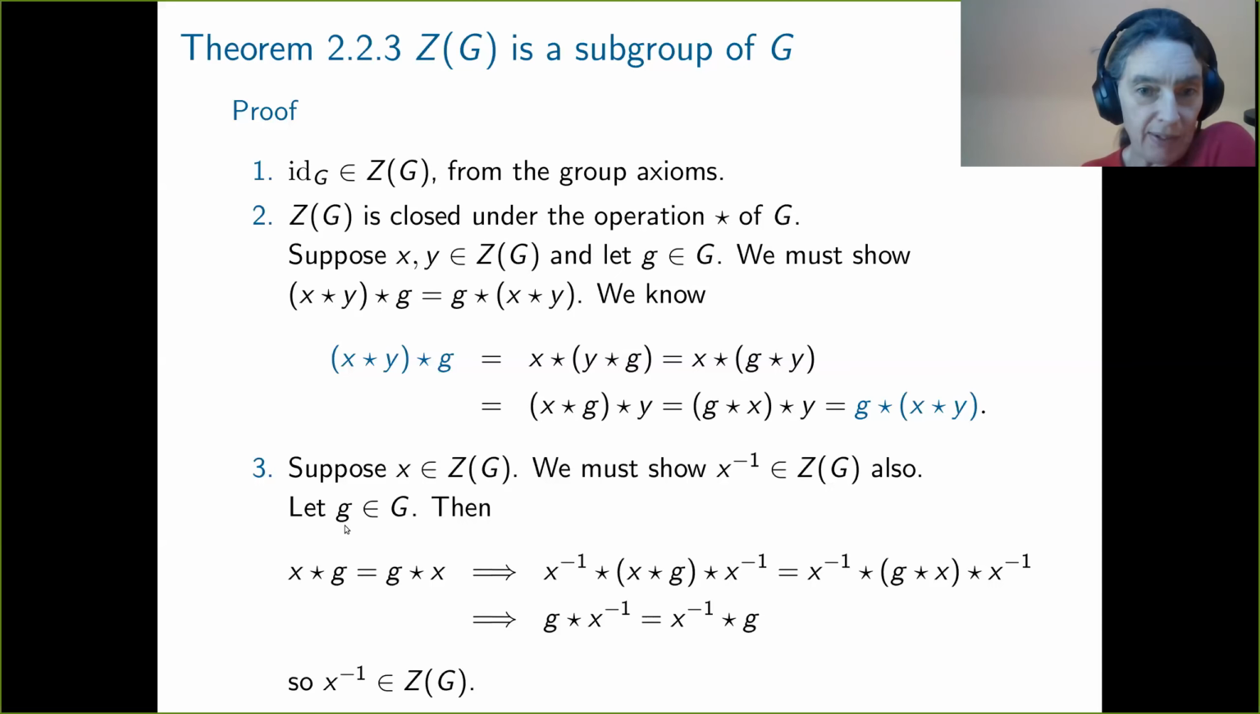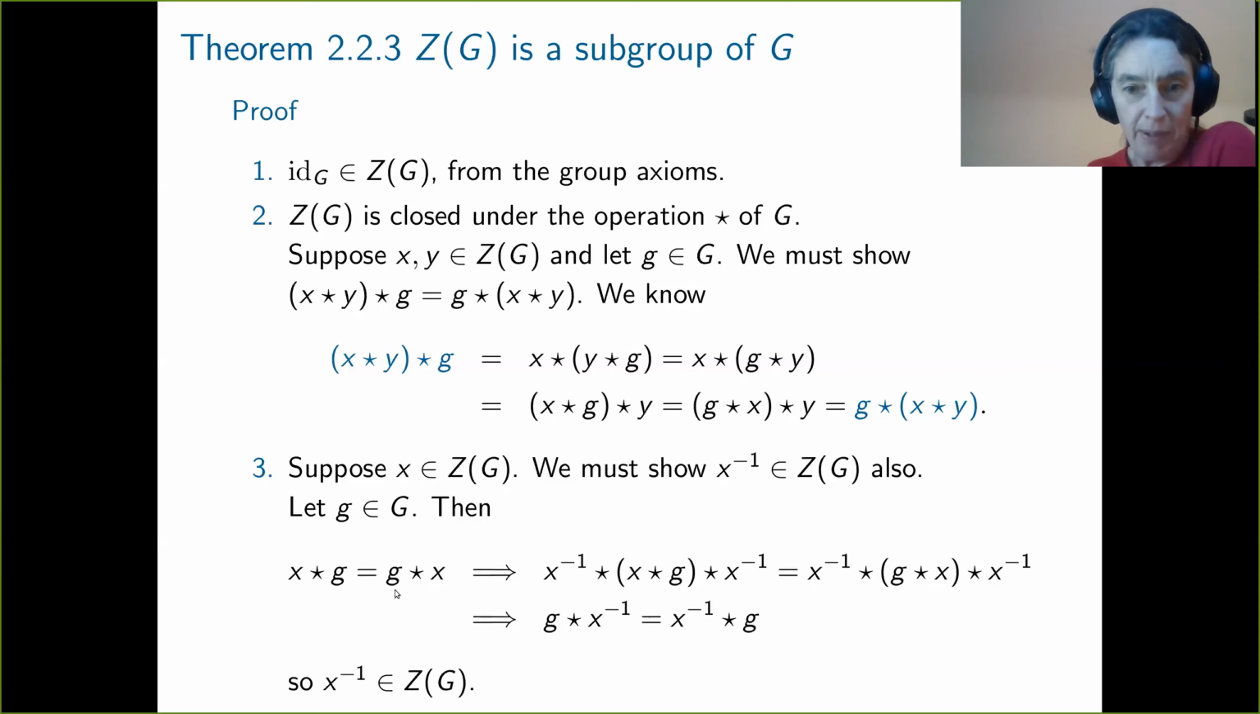So let's give ourselves an element of G. We know that it commutes with x because x is in the center. So x star g is equal to g star x. Somehow from this we must deduce that x inverse star g is equal to g star x inverse as well. What we can do with this equation, a statement that's true in our group for every element little g of G, is take both sides of that equation and hit both sides of it on the left and on the right with the inverse of x.